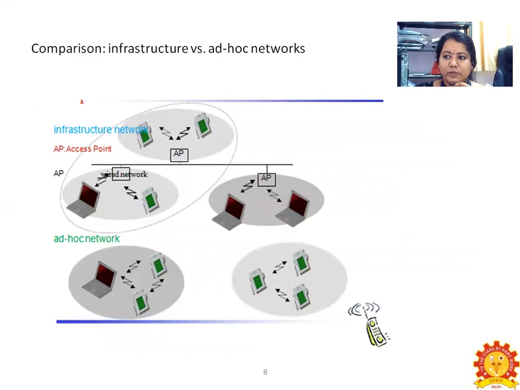The comparison between the infrastructure versus the ad hoc. In the infrastructure network, see the diagram, we'll be having an interface between the nodes, that is an access point, will be there in between the nodes. It's the infrastructure network. Whereas in ad hoc, we don't have any access points. So this is the main difference between the infrastructure versus the ad hoc networks.